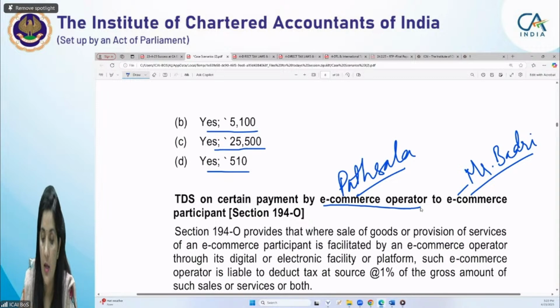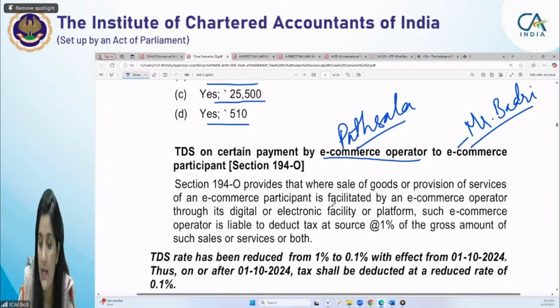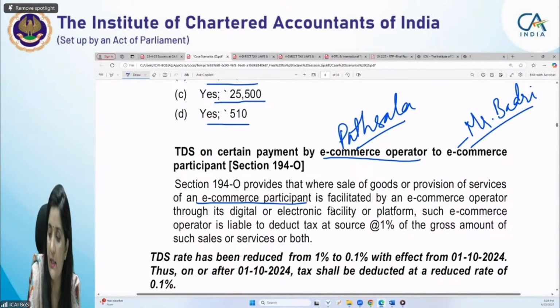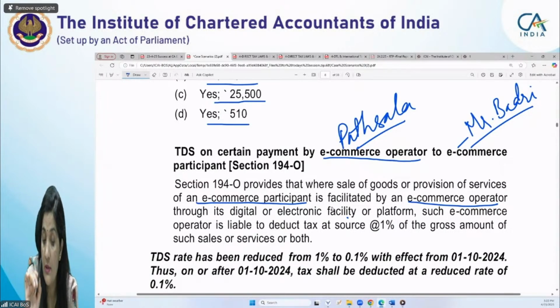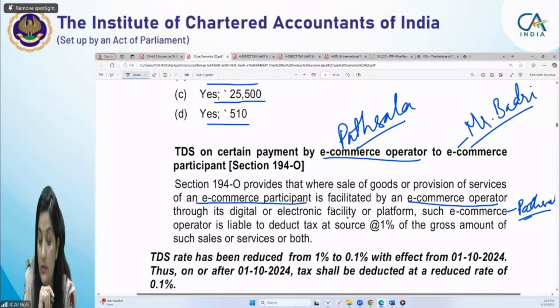Now, what does 194O say? Where the sale of goods or provision of services of an e-commerce participant, meeting the criteria, is facilitated by an e-commerce operator through his digital or electronic facility, then the e-commerce operator, that is Pathshala, is liable to deduct tax at source at the rate of 1% of the gross amount of such sales or services or both. There is an amendment here. They have reduced this 1% to 0.1%.